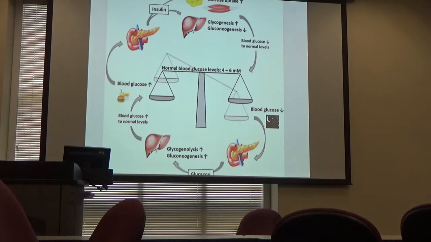One thing you should probably write down: everybody outside the United States uses millimoles for sugar. 4 to 6 millimoles is normal in this country. 1 millimole of glucose is equal to 18 milligrams per deciliter. 1 millimole, 18. So what does that 4 to 6 convert to? 4 times 18 is 72. Okay. 6 times... So remember that conversion, 1 to 18.